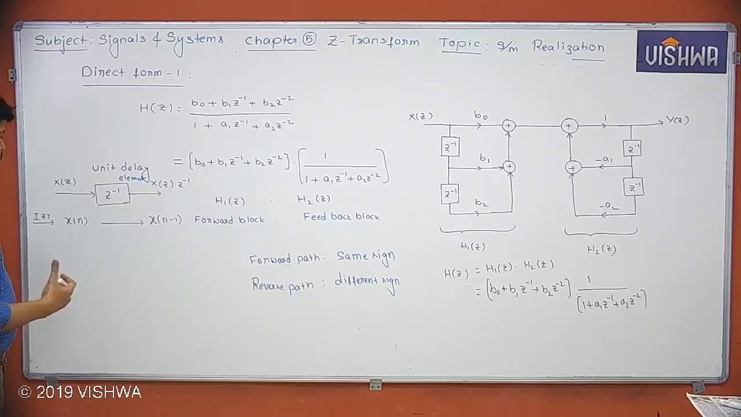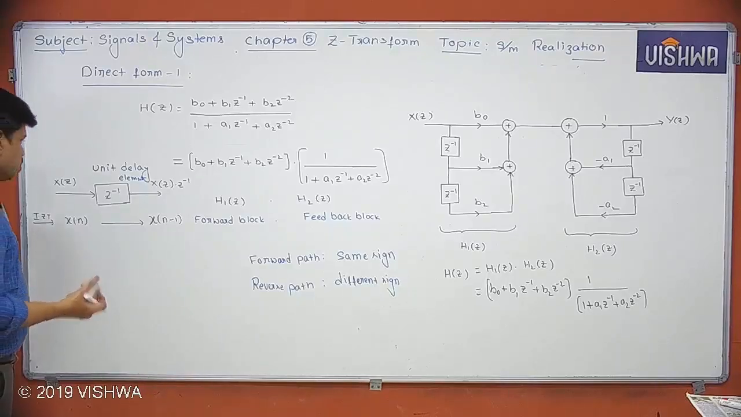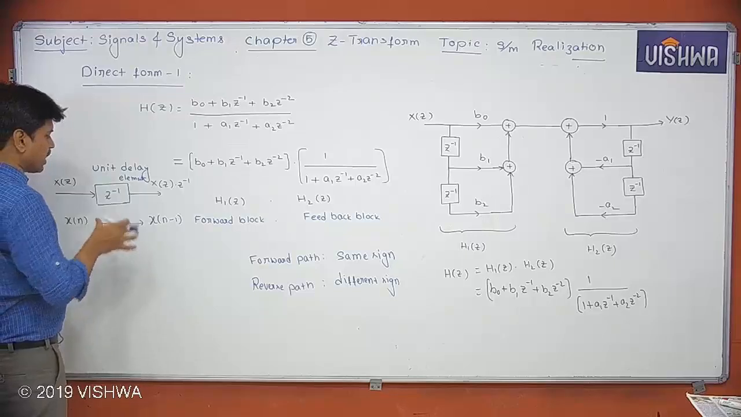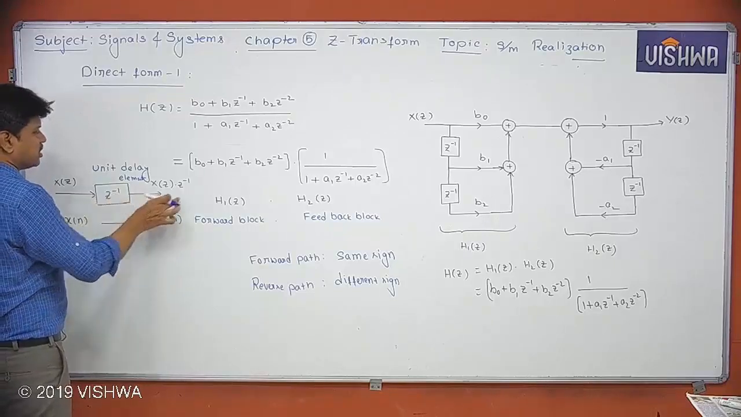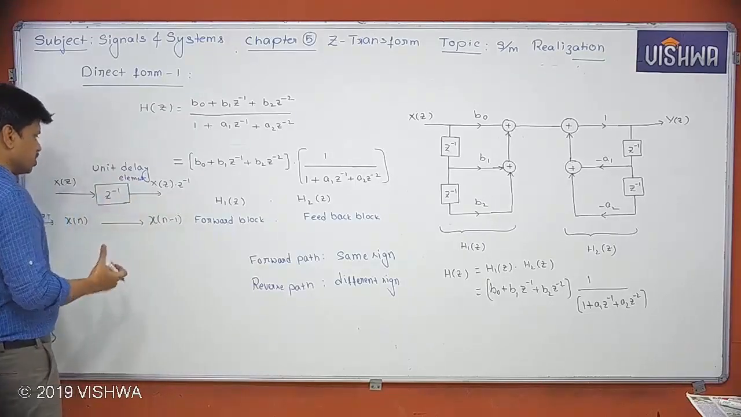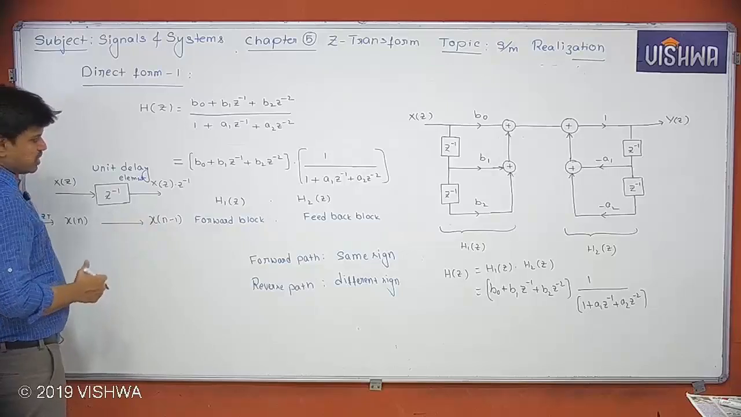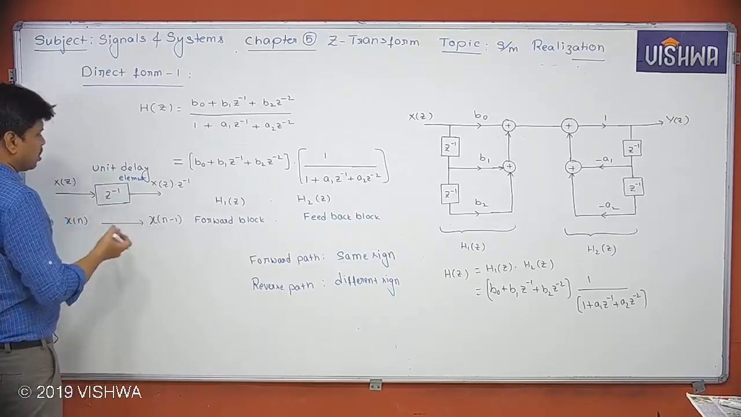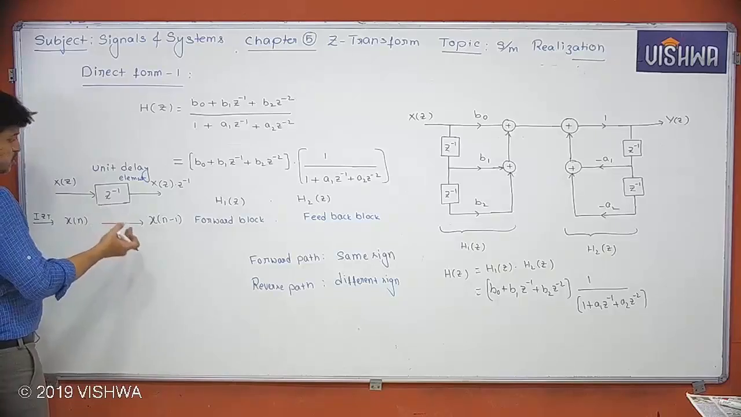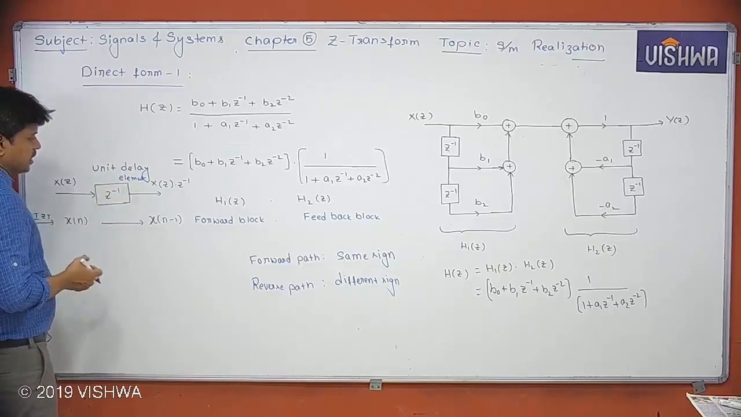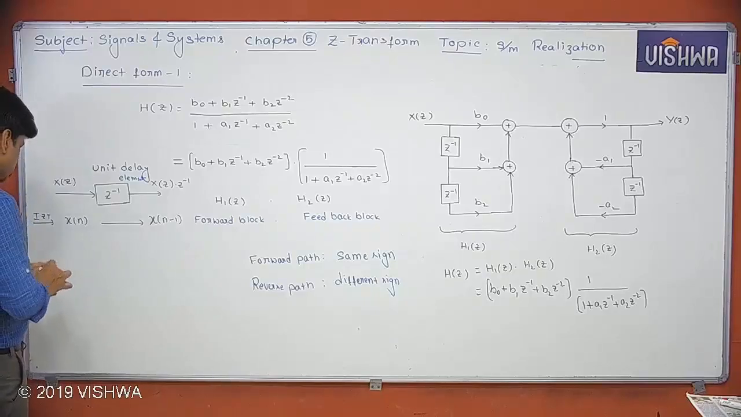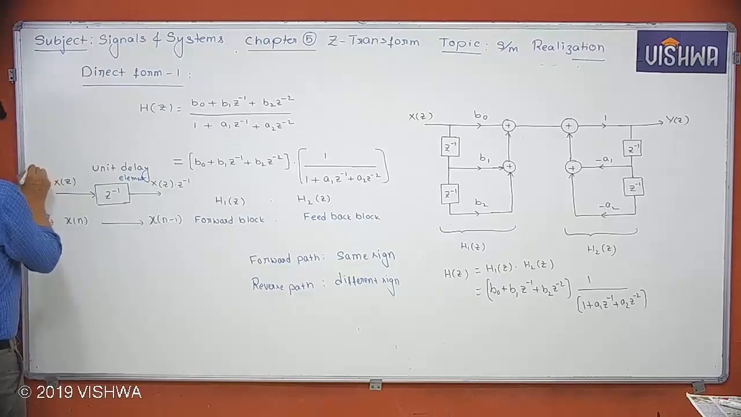So if you want 2 units delay, don't ever say Z power minus 2 is one element, because we will go with a cascade connection of Z inverse and Z inverse. That is going to give you Z power minus 2, whereas a single element gives X of n minus 1, because we are having only one unit delay. That is nothing but a unit delay element. I hope you understood.